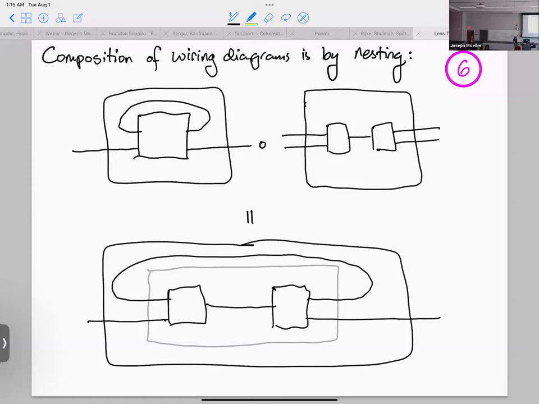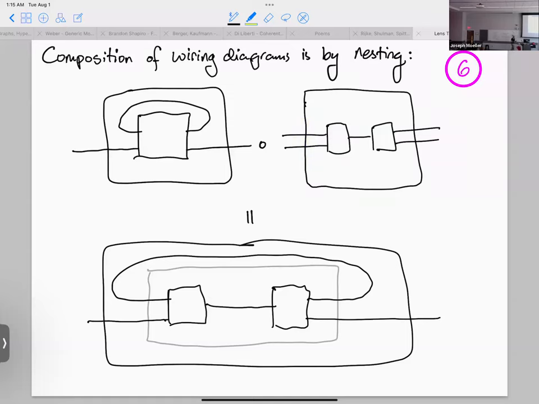But here, I take that diagram on the left, a wiring diagram, and here's another one. The thing to note about this one is that it has two inputs and two outputs, and this one on the inside has two inputs and two outputs. So I can plug this whole box inside this, I can nest it inside. And when I do, I get this whole thing, where that gray box, which I'm highlighting now, was this box, but I've erased it, if you will. The composite would have that erased.